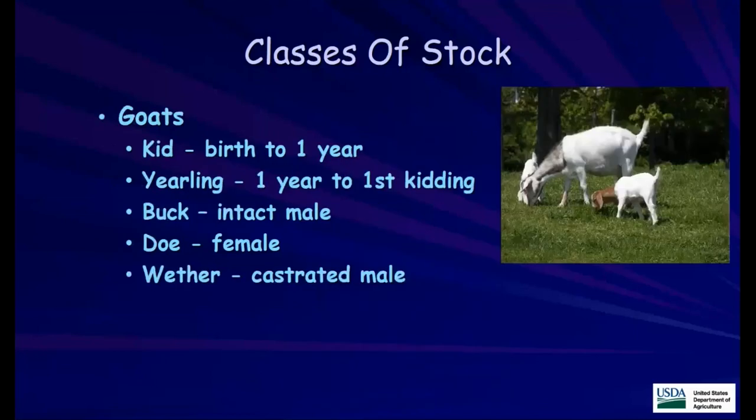Goats have kids. They are kids from birth to 1 year. A yearling from 1 year to their first time they kid. The intact males are called bucks. The females are called does. And like with sheep, a wether is a castrated male.